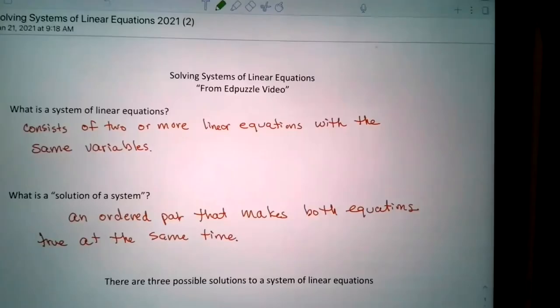All right, so everybody should be back. I want everybody to go ahead and pull up your notes from Solving Systems of Linear Equations from the Ed Puzzle video. We're going to go over what you should have gained from them, and then we're going to move on to do a couple of examples. We'll do about 3 examples.